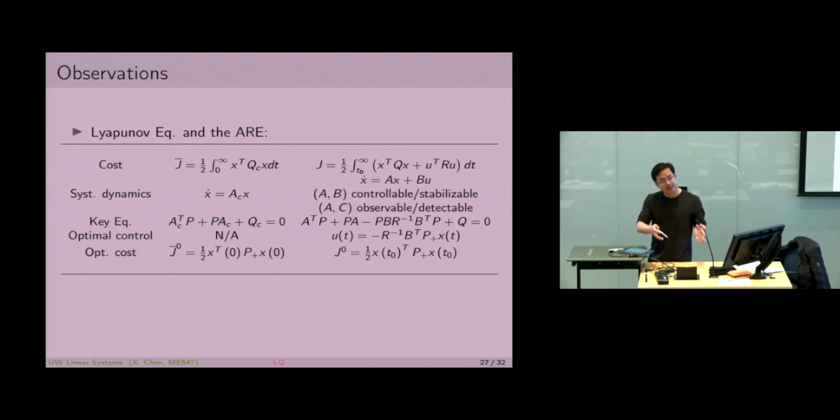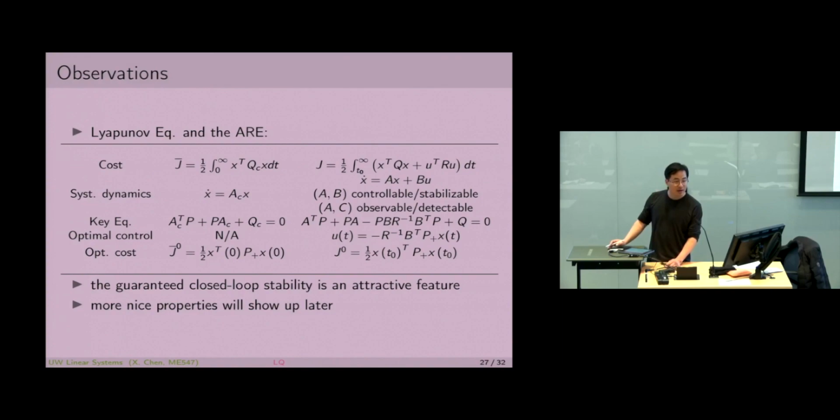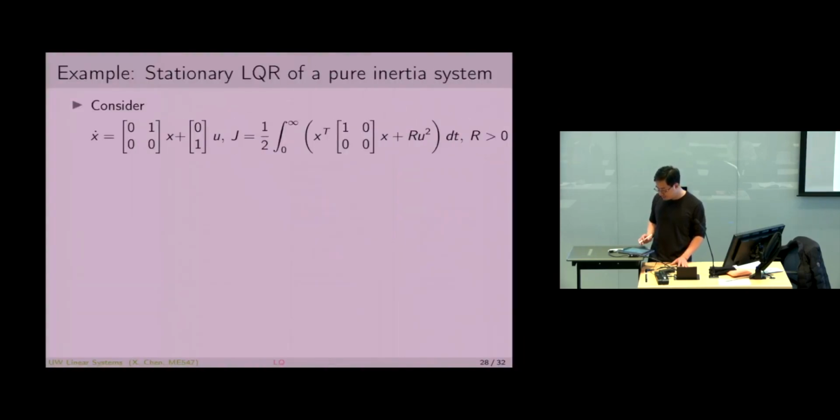The full picture of this has a few more elements that I won't go into in detail. The course notes also provide additional analysis over here. So we have the guaranteed closed-loop stability, which is very attractive. And the stationary LQ actually has other nice properties too, not just the assured stability.